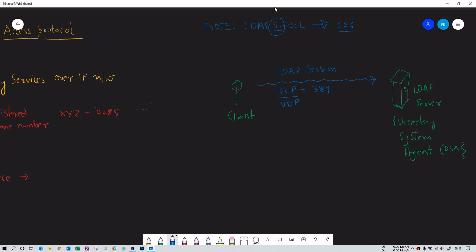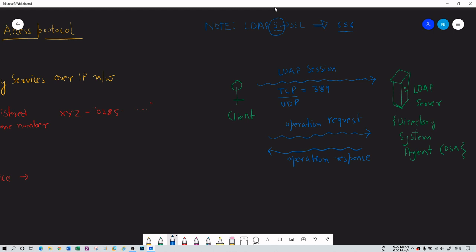I hope it is quite easy to understand now. Another thing is, after the LDAP session has been generated, a client is going to call this LDAP server, and it is known as an operation request. Any request a client sends to the LDAP server is known as an operation request. And the subsequent response, whatever the request generated by the client, is going to come from the LDAP server. This is known as the operation response. I hope you are getting it.